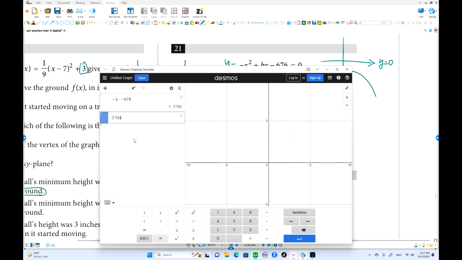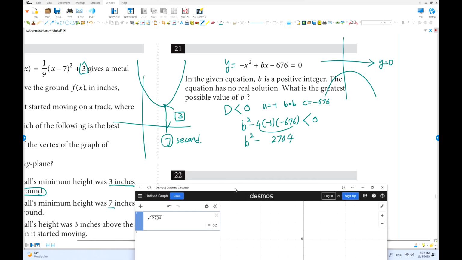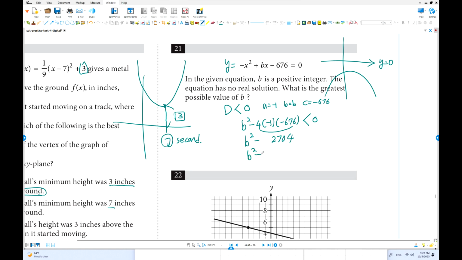I'm going to use square root, I'm sorry. Square root of 2704, 52, right? That is 52. That is 52 squared. So b squared minus 52 squared is less than 0. Okay. What is the factor of this one? b plus 52, b minus 52, less than 0. Right? Less than 0 is what? Between two points. One is negative 52. The other one is 52. Not including these points. There are the solutions of it, okay?